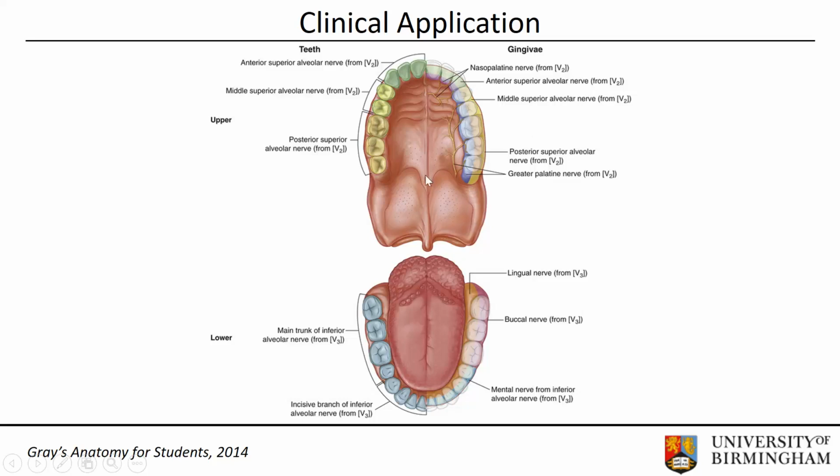Then the hard palate is supplied by the nasopalatine nerve and the greater palatine nerve, and the buccal gingiva, a bit more laterally here, is innervated like the teeth, from the branches of the anterior, middle, and posterior superior alveolar nerves.